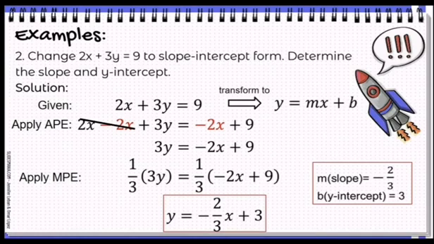And then, to be able to cancel the 3 in 3y, we need to apply the multiplication property of equality, so we need to multiply 1/3 to both sides of the equation. Hence, we have 1/3 times 3y equals 1/3 times the quantity negative 2x plus 9, and then we get y equals negative 2/3 x plus 3, which is now the slope-intercept form. The slope here, or m, is negative 2/3, and the y-intercept, or b, is 3.